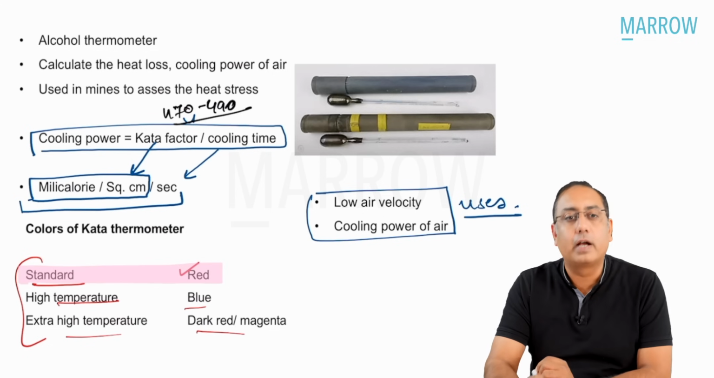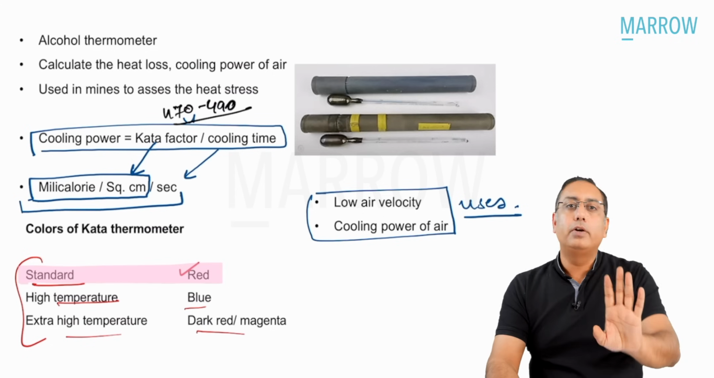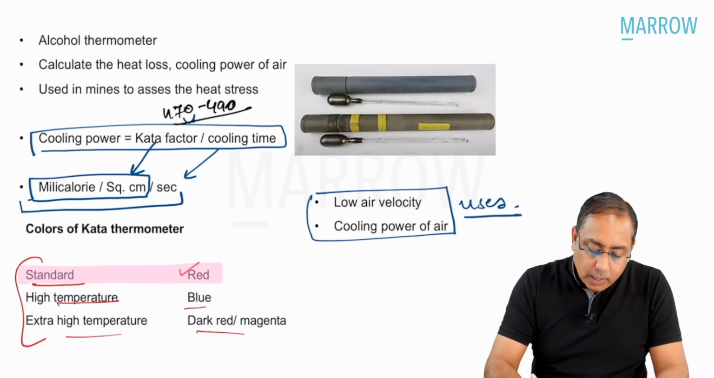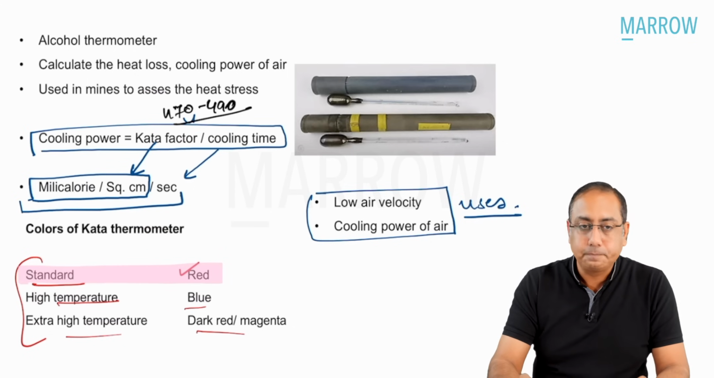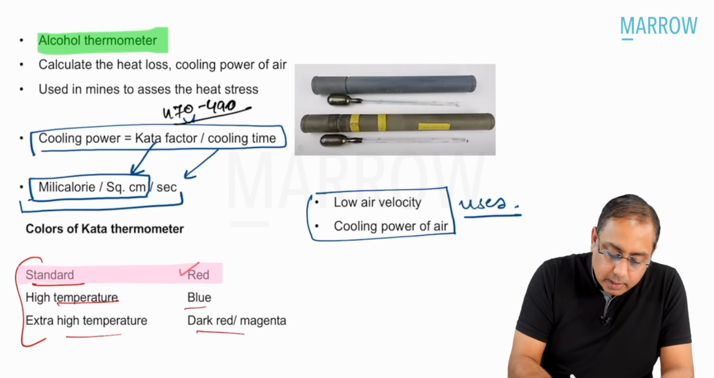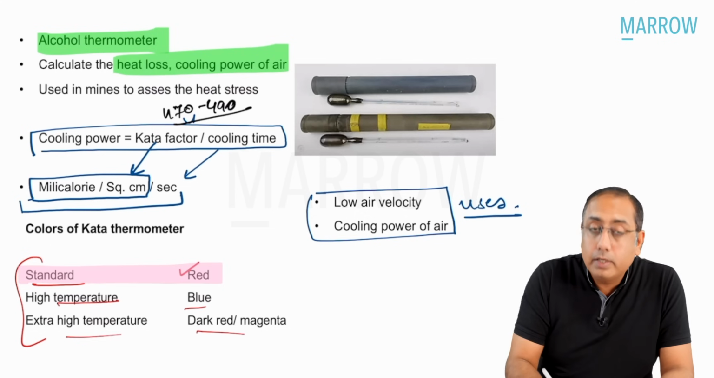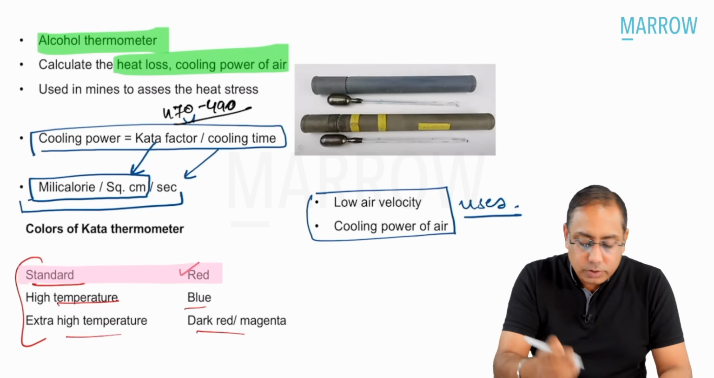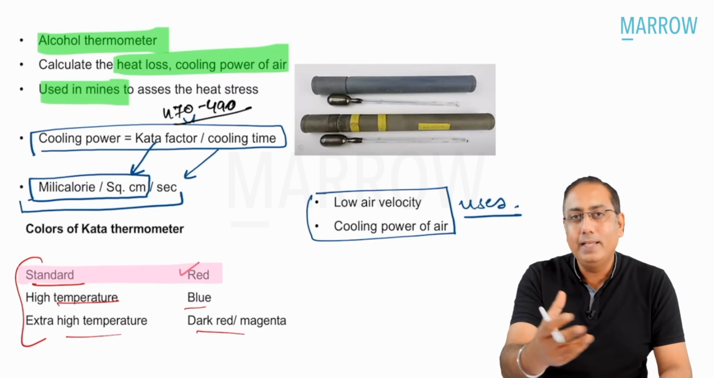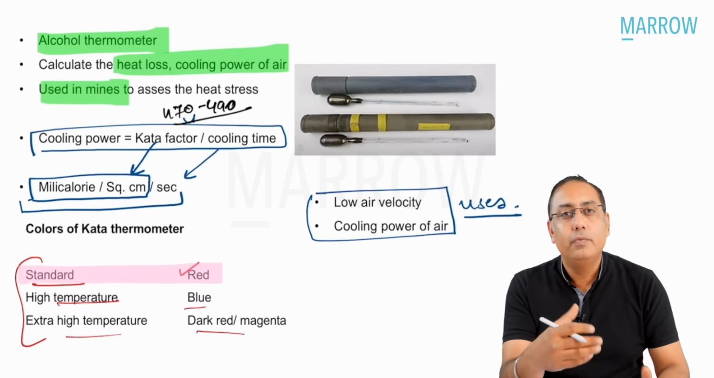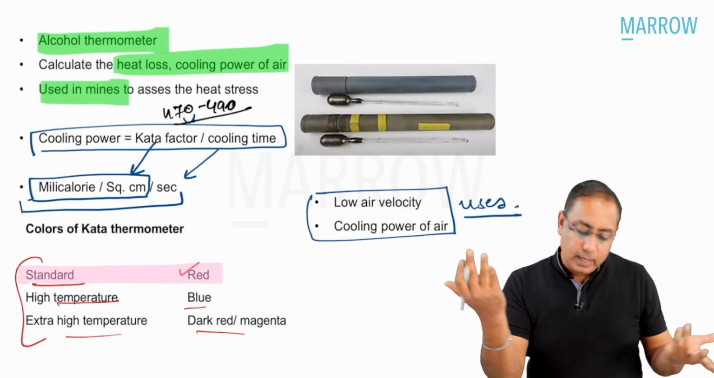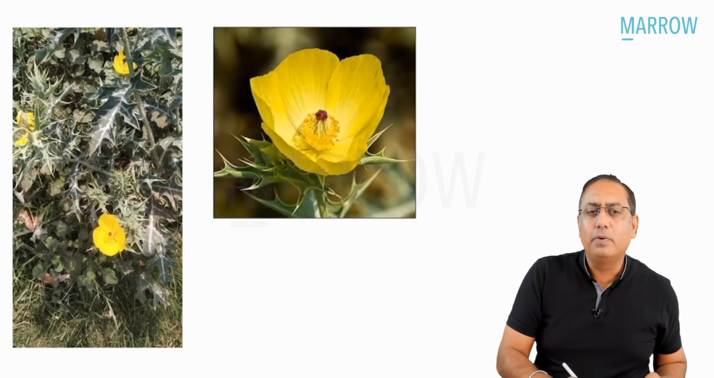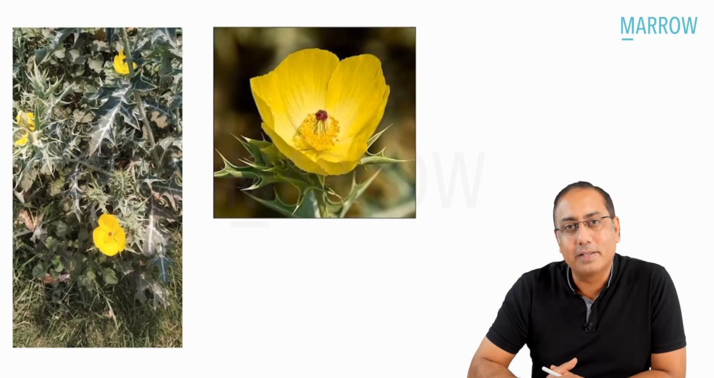This is the kata factor that is already printed on the kata thermometer. So the kata factor is fixed for every kata. It is an alcohol-based kata thermometer. It is used to calculate the heat loss or the cooling power of air, and it is usually used in mines, in mining areas where they want to find out the heat stress. And this is what people will most commonly ask you about kata thermometers.